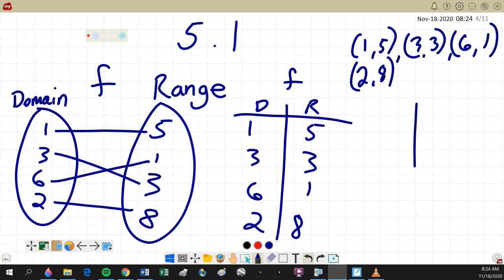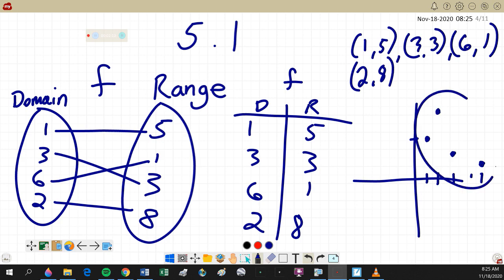It could also be listed in a graph. So 1, 5, 3, 3, 6, 1, and 2, 8. So these points represent a function. Yes? So some things are not functions, and that's what we need to figure out first. But those are the 4 ways to represent a function.